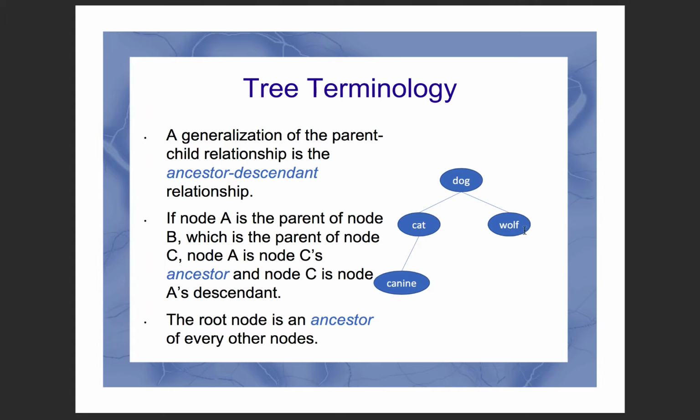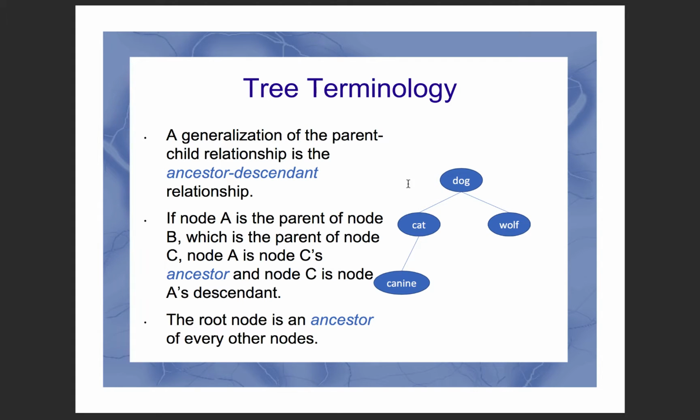Similarly, dog's descendant is wolf also. So this basically creates a relationship called the ancestor-descendant relationship. Here is an example. For example, if a node A is the parent of node B, which is a parent of node C, then node A is node C's ancestor, and node C is node A's descendant.